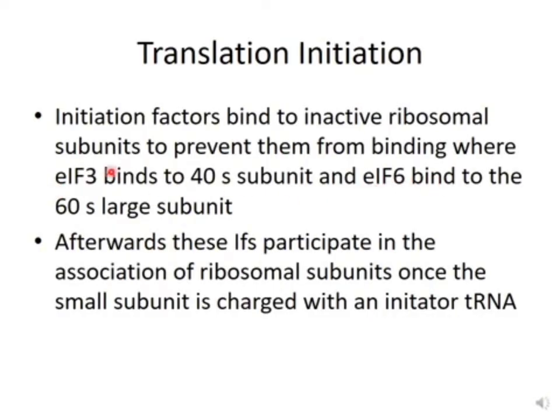So again, the EIF3 is bound to the 40S ribosomal subunit, and the EIF6 is bound to the 60S ribosomal subunit when they are not in an active state, and they are not attached to mRNA and are not translating any proteins. These initiation factors later on participate in associating the ribosomal subunits once the small subunit is charged with an initiator tRNA, or a tRNAi methionine.